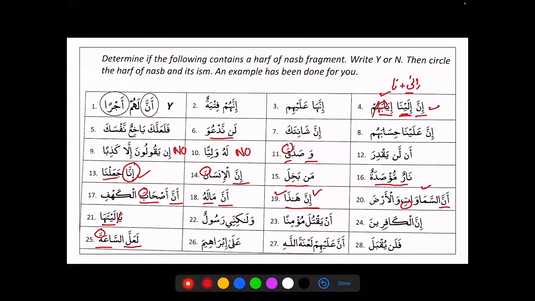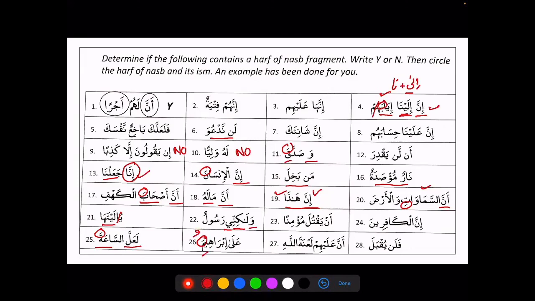Walakinni rasulun. Lakinna and ni. So why is it a connector over here? Lakinna is harfu nasab and ni is ismu lakinna. Okay, so this is a harfu nasab fragment. Ala Ibrahima. What is that? Ala is harfu jar, so it is jar majroor, because Ibrahima is partly flexible. So it could be Ibrahimu, Ibrahima, but not Ibrahimi. Okay, it cannot be Ibrahimi.